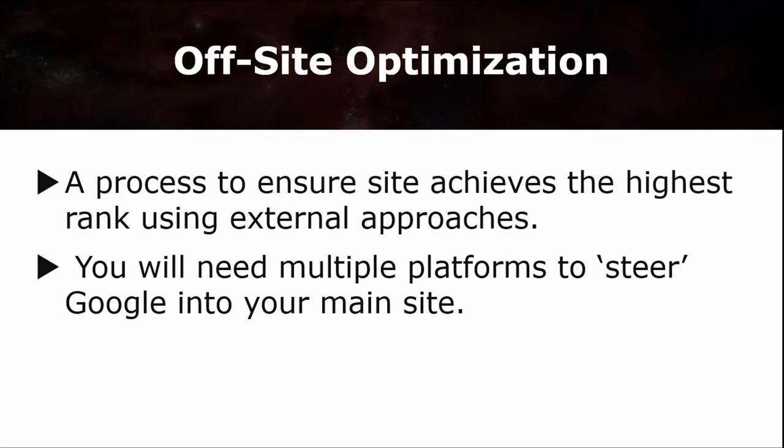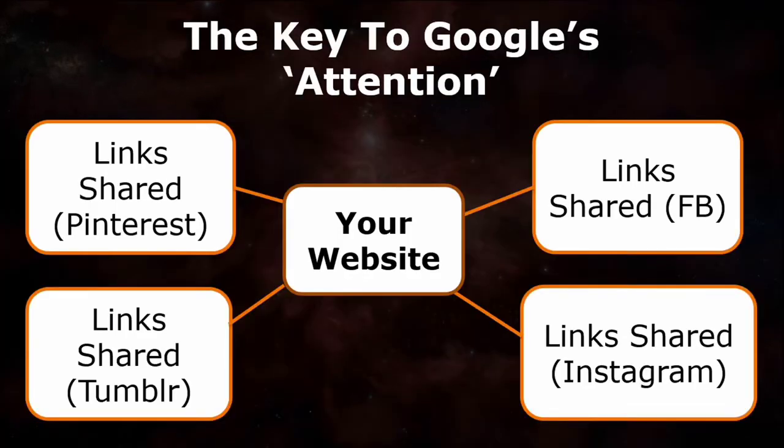Let's move on to the second agent, which is the off-site optimization. Off-site optimization is a process of ensuring your site achieves the highest rank using external approaches. Simply put, it's not optimized within your site. You'll need other sites, multiple platforms to steer Google into your main site. Now, how does that work? Well, the key to Google's attention is through links. You see, the more links are being shared on multiple pages, the more important your site will look to Google.